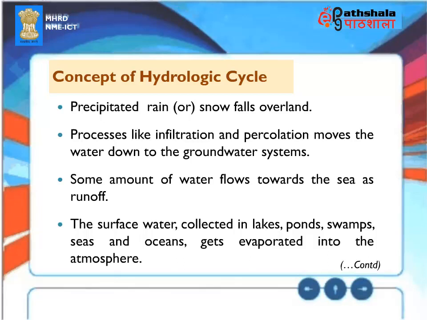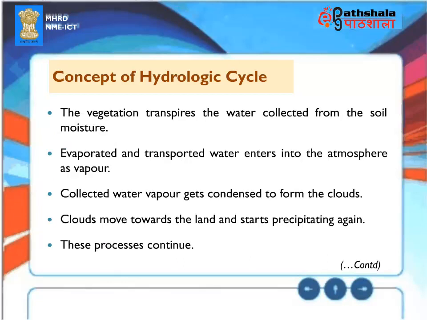Precipitated rain or snow falls over land. Processes like infiltration and percolation move the water down to groundwater systems. Some amount of water flows towards the sea as runoff. The surface water collected in lakes, ponds, swamps, seas and oceans gets evaporated into the atmosphere. The vegetation transpires the water collected from the soil moisture.